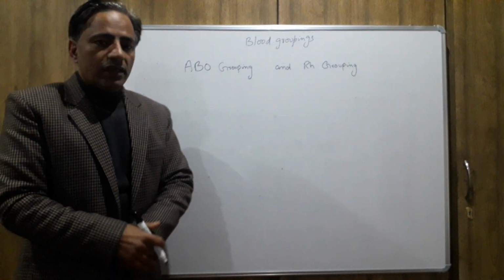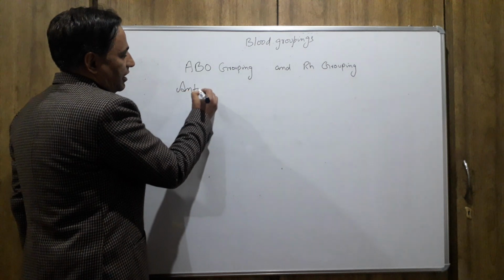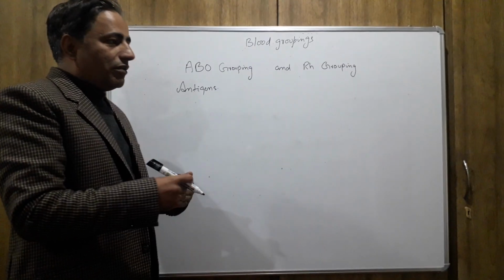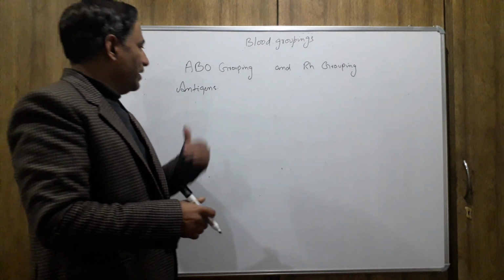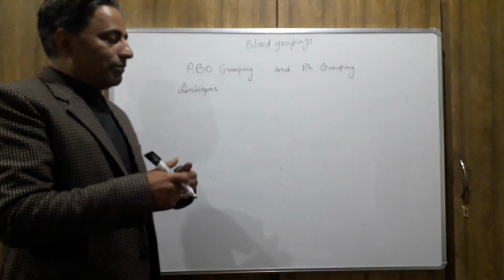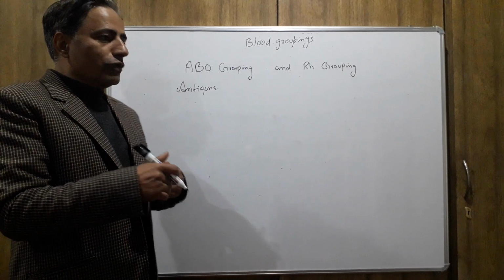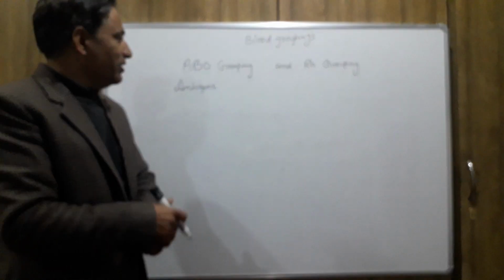The ABO grouping is done on the basis of the presence or absence of certain antigens. Antigens are certain chemicals that produce an immune response in the body. And immune response, as I have told you in the previous lecture, means the body's resistance against disease or against disease-causing agents.